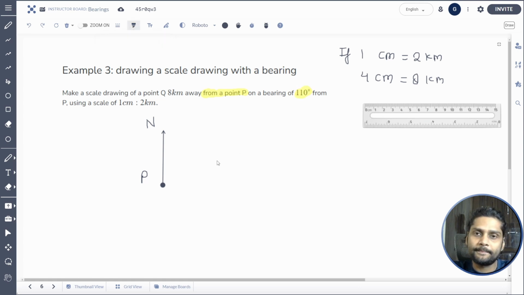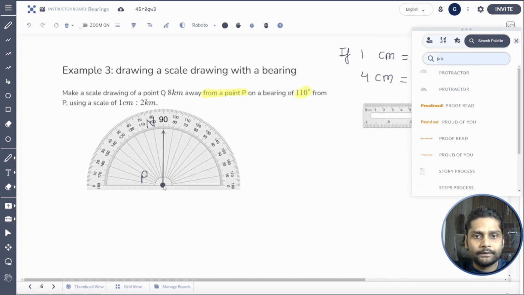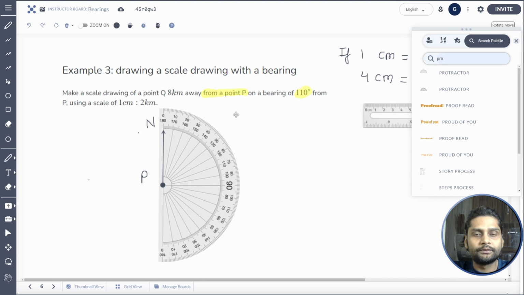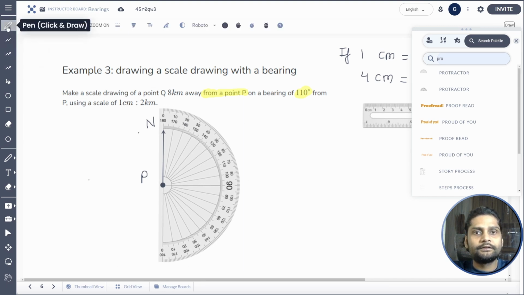That's the first thing. Okay, so first of all, what we have to consider, as you guys know, is that to draw the bearings we need a protractor. We get a protractor here, we place it on the reference point, and then we just align 0 degree together with the north line, and after that we need to consider an angle of 110 degree, which is located after 90, 100 and 110.